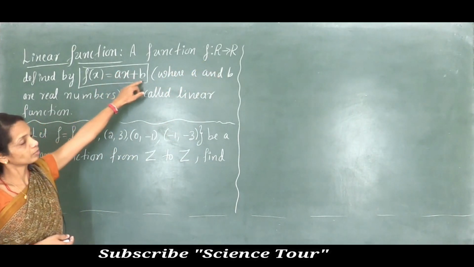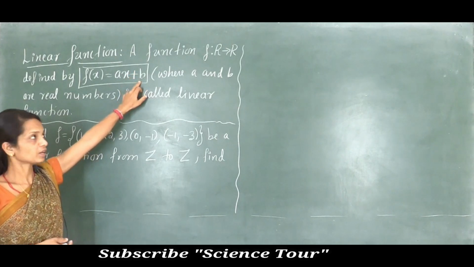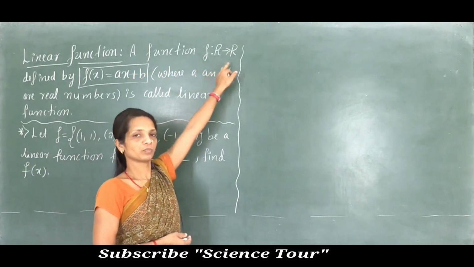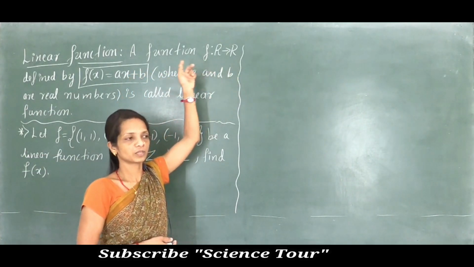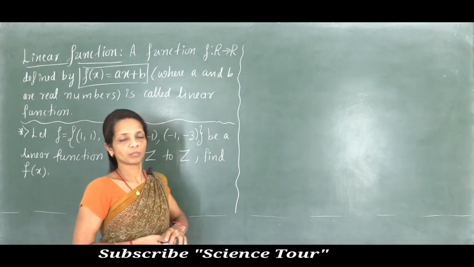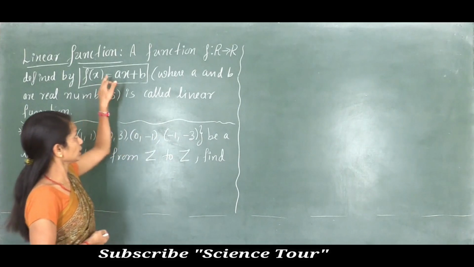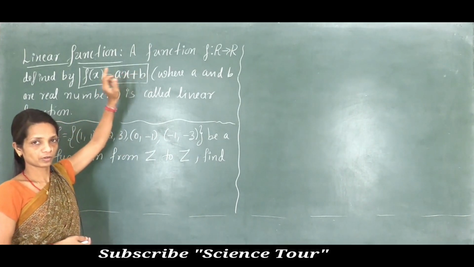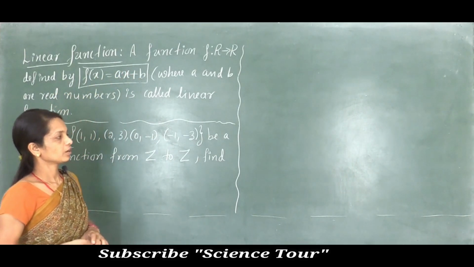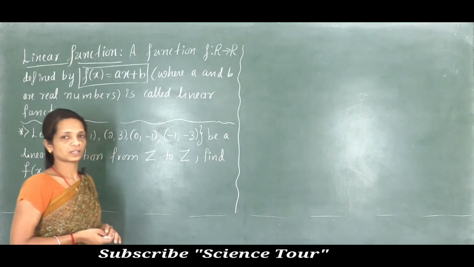And here a and b are real numbers. Sometimes that linear function may be from Z to Z, sometimes may be from N to N. But always a linear function will be in the form ax plus b. Next we solve some problems on these linear functions.